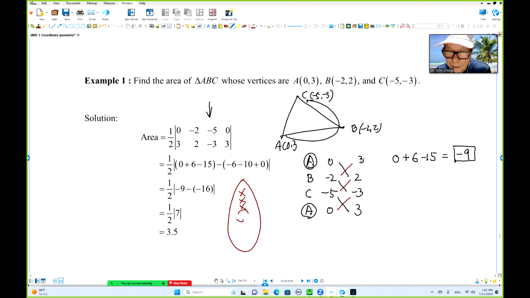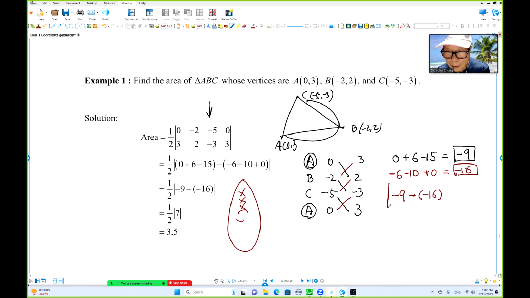Okay, right to left. 3 times negative 2 is negative 6. 2 times negative 5 is negative 10. Negative 3 times 0 is 0. What is the sum of this one? Negative 16. Find out that they are different. Subtract. Negative 9 minus negative 16, okay? Don't forget the negative side there.